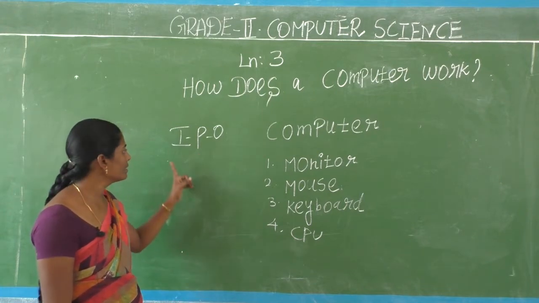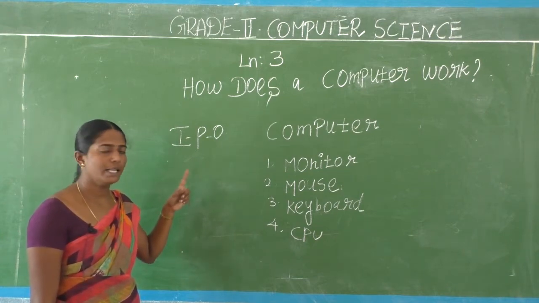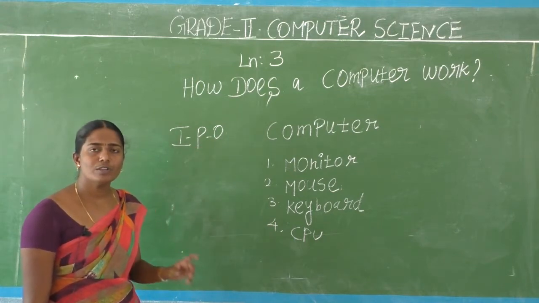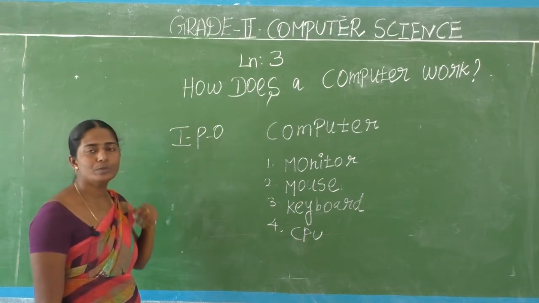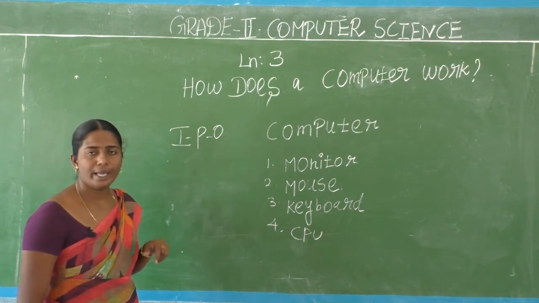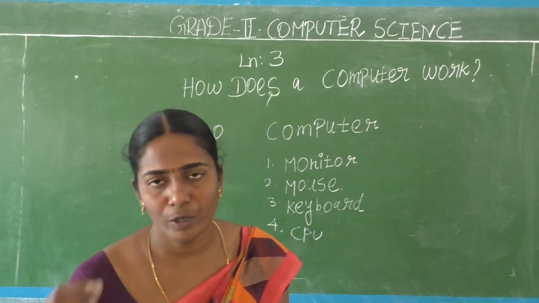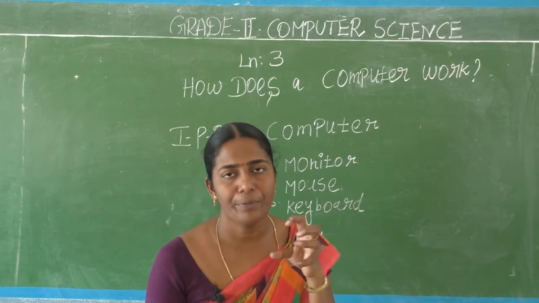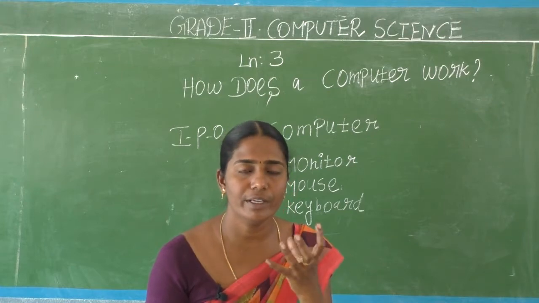Tell me once again, what is this IPO cycle? Input, process, output. So okay, here input, first we enter the data and instructions to the computer. After the processing is going on, then we will get that output, we will get that result.